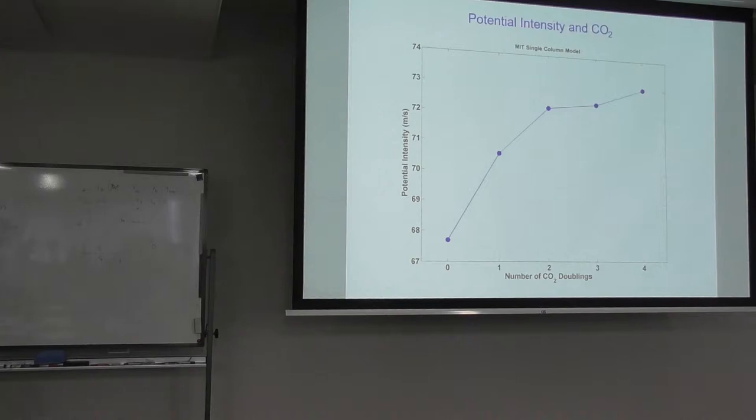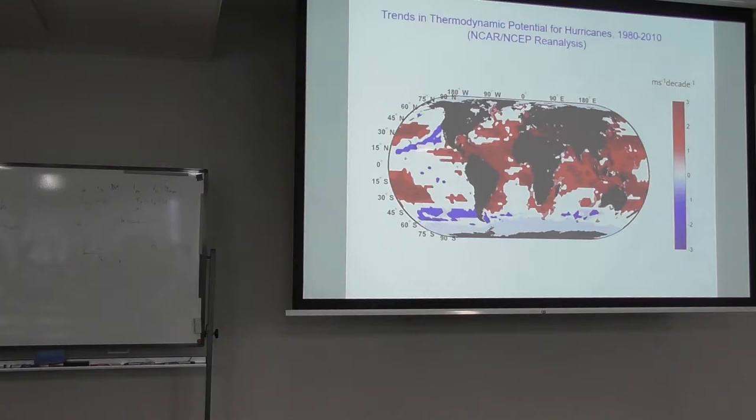But for the early doublings, one might see a trend, and for what it's worth, this is the trend in potential intensity, a linear trend from 1980 to 2010, shown only where it's statistically significant at the 5% level. And what I want to show you is that in the Atlantic, most of the trends are in the deep tropics, some in the subtropical Atlantic. But in the Pacific, most of the trends are in the subtropics, both of the southern hemisphere and the northern hemisphere, like around here, for example. And there's not that much in the deep tropics.